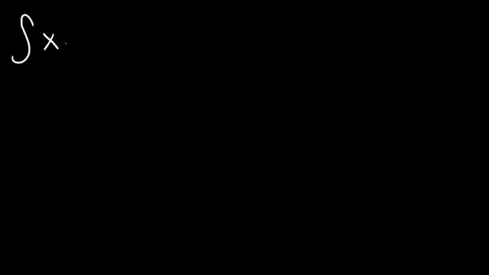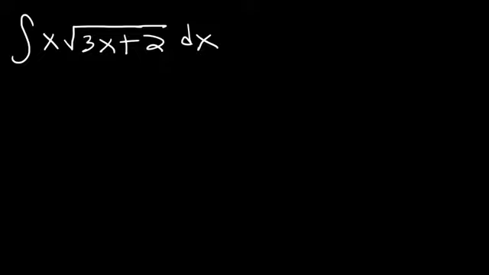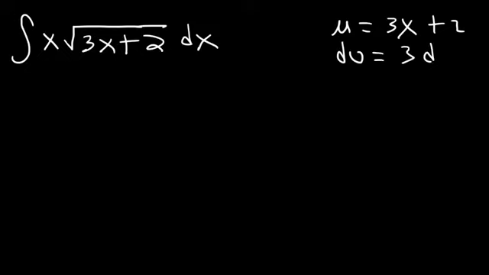Now this problem is a little bit different from the others. Go ahead and try it. I recommend that you pause the video and give this one a go. So let's set u equal to the stuff that's more complicated, 3x plus 2. Now du, that's going to be the derivative of 3x, which is 3 times dx. So isolating dx, it's going to be du over 3.